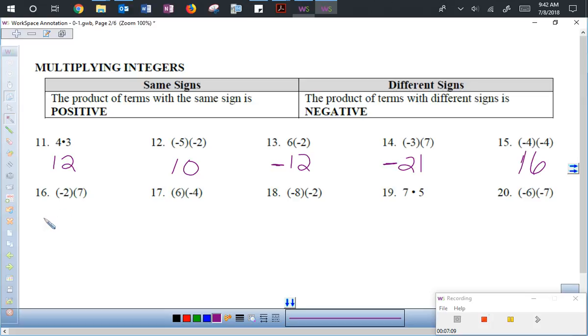Alright, on number 16 you should get a negative 14. 17 you should get a negative 24. 18 you should get a positive 16. 19 you should get a positive 35. And 20 you should get a positive 42.